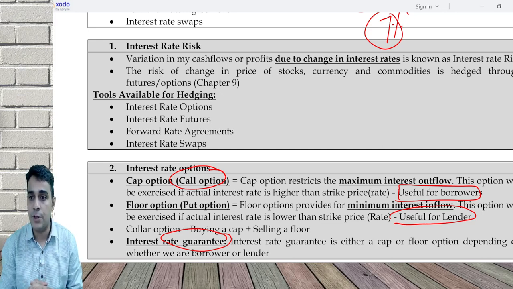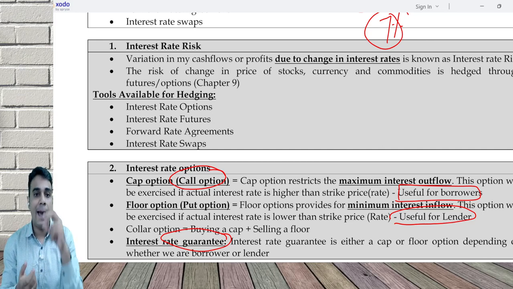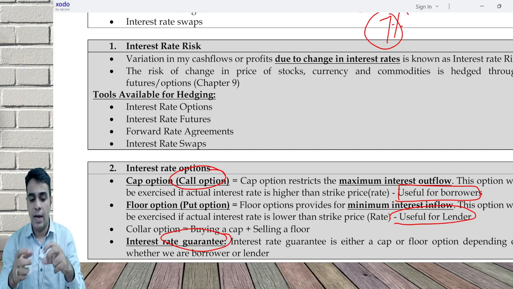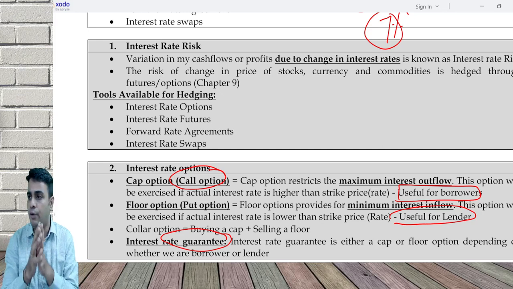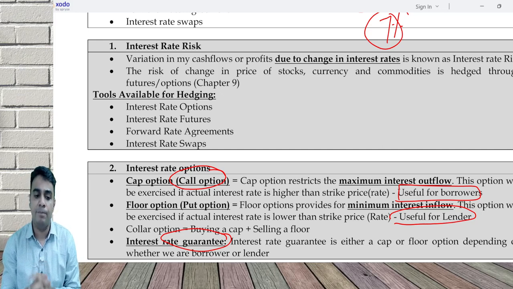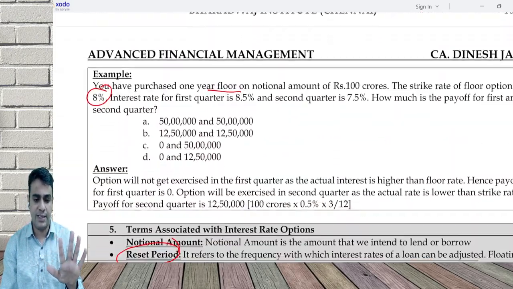In options you have a cap option, floor option, collar option. Cap is useful if interest rate goes up, floor is useful if interest rate goes down, and collar is in between. You want to pay in between. Why do you need a collar? To reduce the premium. Then interest rate futures, which is the settlement part.